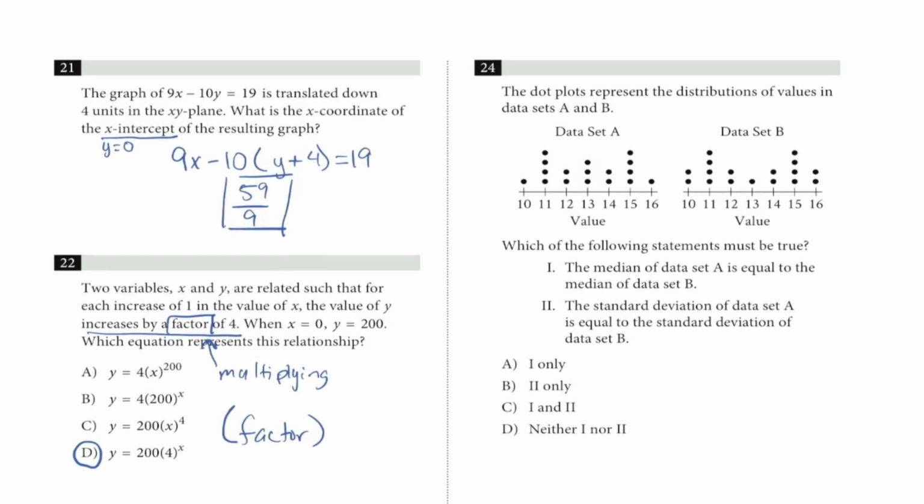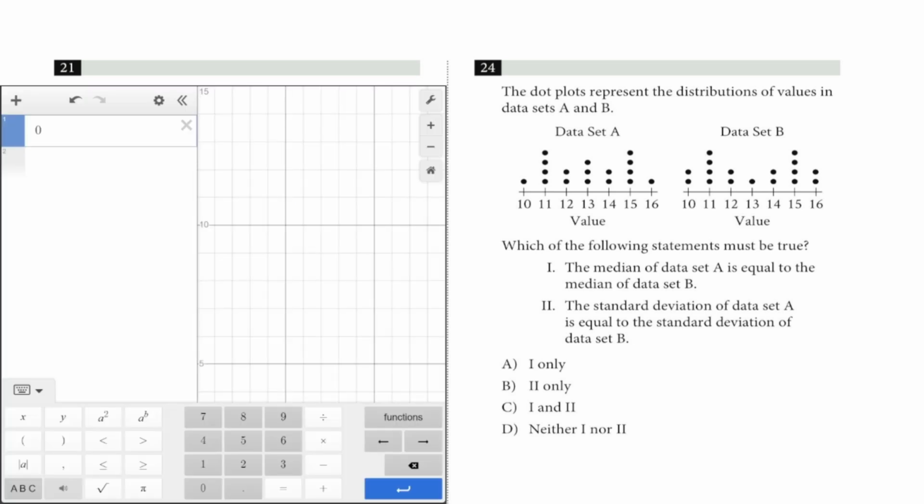All right, number 24. It says the dot plot represents the distributions of values in data sets A and B. Which of the following statements must be true? So the first statement says the median of data set A is equal to the median of data set B. And then 2 says the standard deviation of data set A is equal to the standard deviation of data set B. So compared to the stats question we did earlier with mean, they talked about 125 values. Here we're not doing that. We have a much smaller data set. So this is one that Desmos is now a very viable option to do.